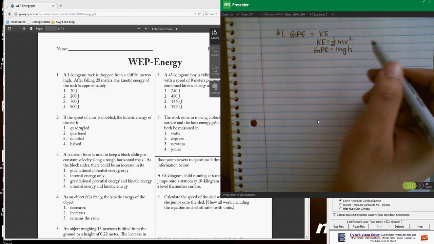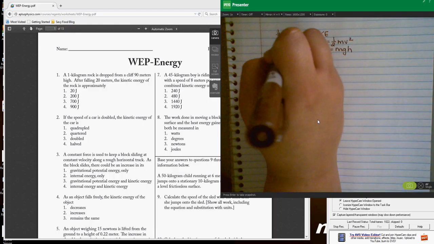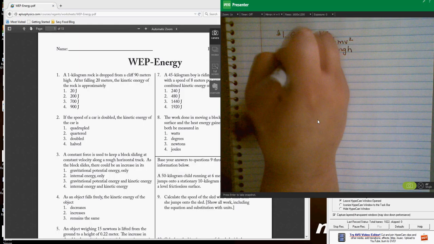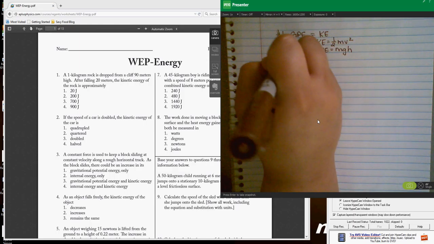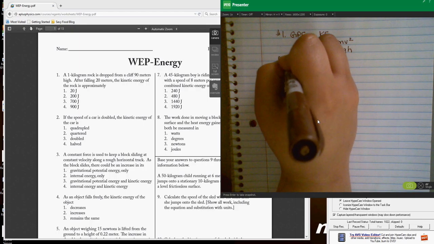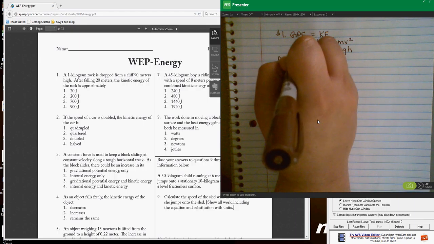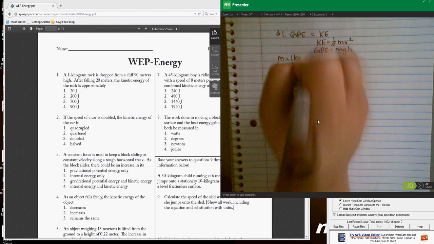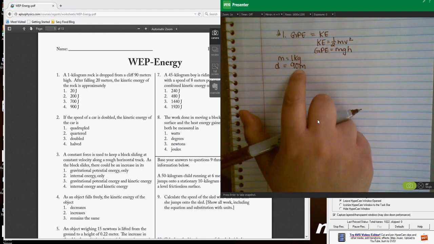So the first thing we need to do is figure out what we have. We have the mass of the object, which is 1 kilogram. We have the distance, which is our height. Now, it says it's dropped from a 90-meter cliff. So this is going to be our total, which is going to be important.